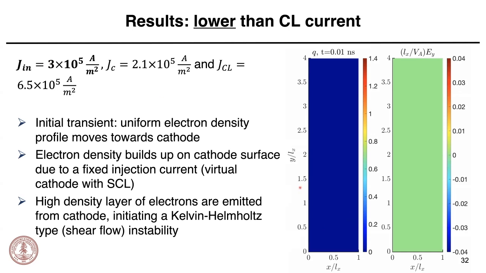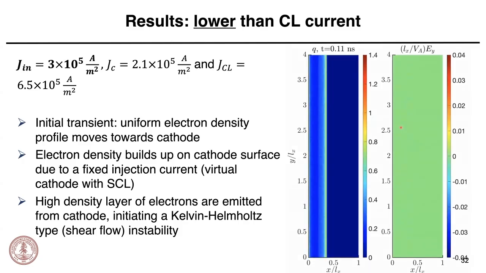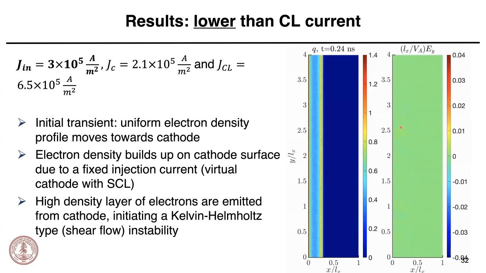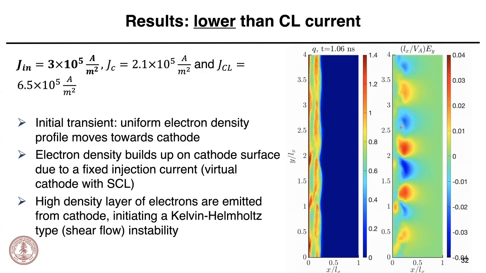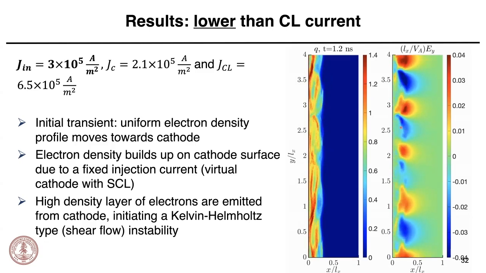What I'm going to show here on the left panel is the evolution of Q, or essentially the electron density. And on the right, I'm going to show the electric field in the Y direction, where the growth there will be associated with the growth of the instability. The electrons are injected from the left, and you'll see that first wave come out and be returned by the magnetic field, and you'll get electrons building on the cathode surface. Once it reaches the space charge limited condition, this huge layer of electrons just gets shed, and that initiates the perturbation that then leads into the shear flow instability.